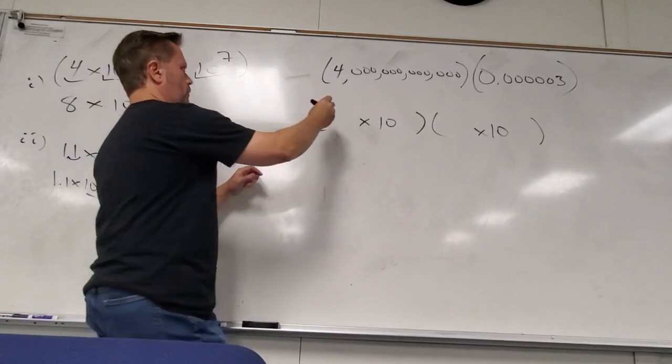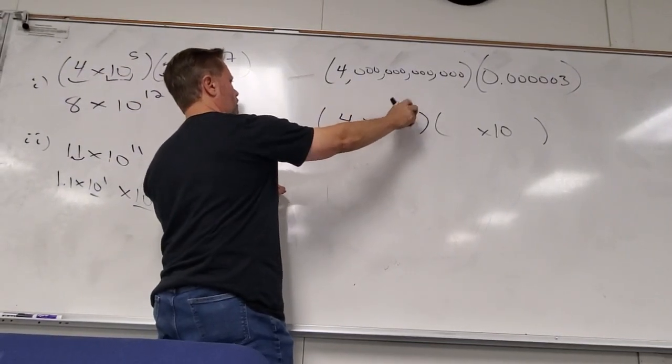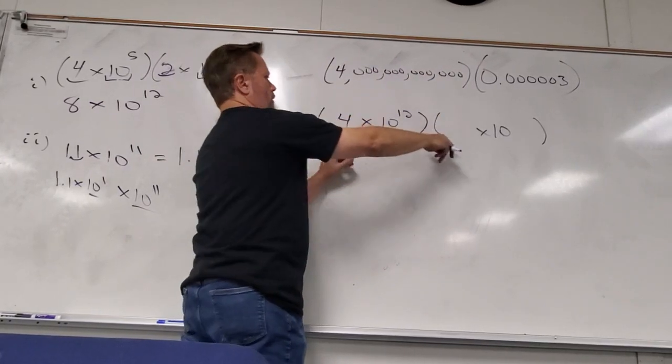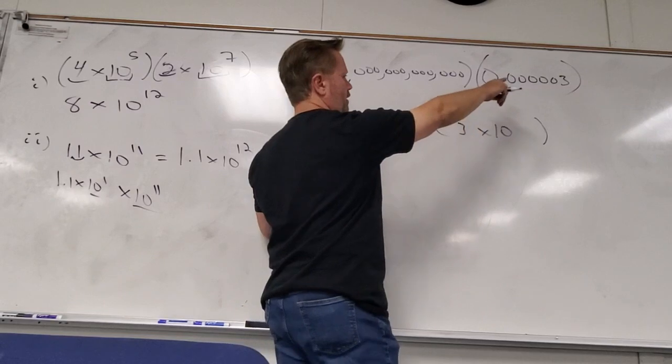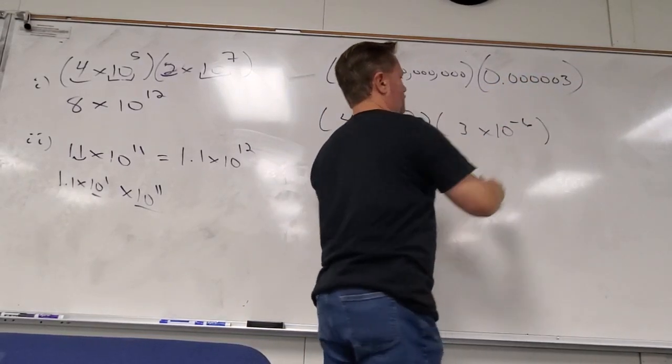To catch up to you guys a little bit. This would be 4 times 10 to the 12, right? 3, 6, 9, 12. Yeah. And then this would be 3 times 10 to the, yeah, 2, 4, 6, negative 6. I like it.